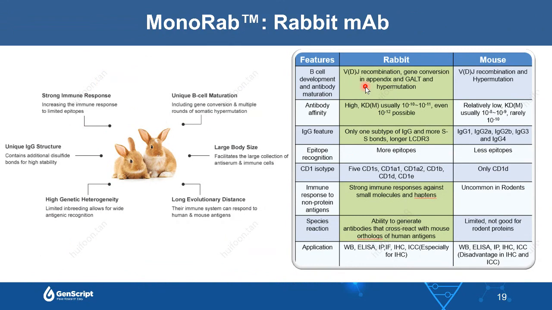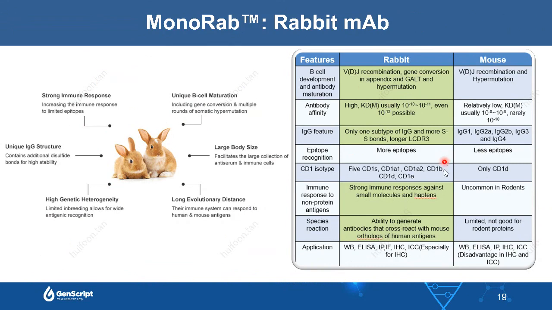In B-cell development and the antibody maturation process, rabbits have additional VDJ recombination and gene conversion in the appendix and GALT compared to the mouse. Antibody affinity is relatively higher compared to the one generated in the mouse. Rabbits also only have one IgG subtype, compared to the mouse, which has IgG1, IgG2a, IgG2b, and IgG3. Rabbit IgG has more disulfide bonds, which gives good stability, good for storage and heat. Other than that, rabbit-generated antibodies can recognize more diversified epitopes compared to mouse.